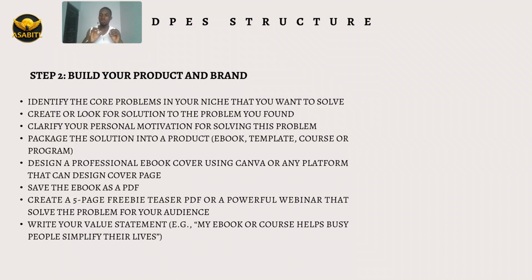So after you package your solution into a product, because it's a solution that you're selling, on how to do it, you may not know, but I want to share this with you. You can use ChatGPT. You go to ChatGPT and say, this is the solution to this problem. Give me a table of contents that converts this solution into an ebook or a template or a course, as the case may be. Now ChatGPT will do that for you.